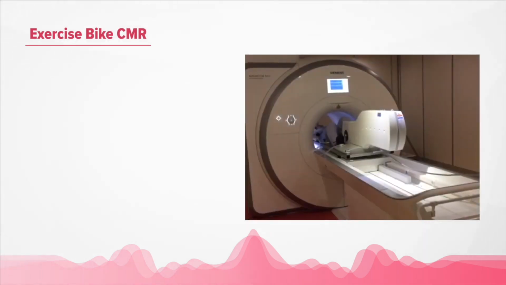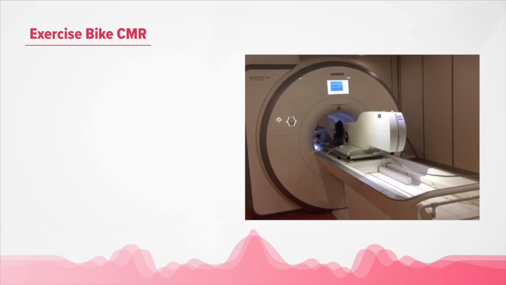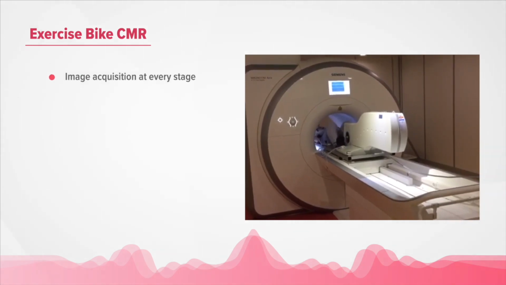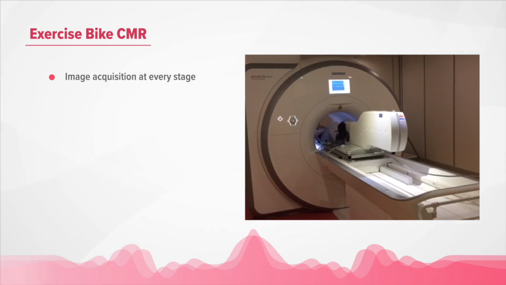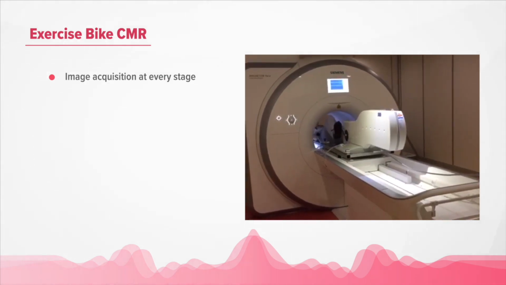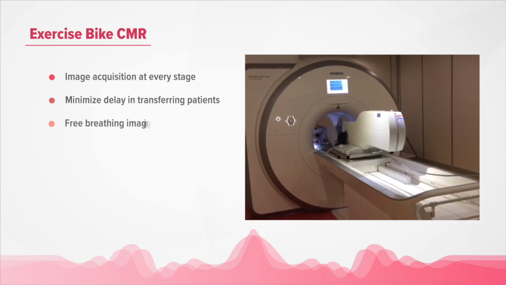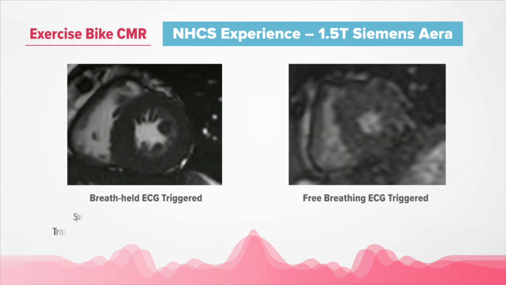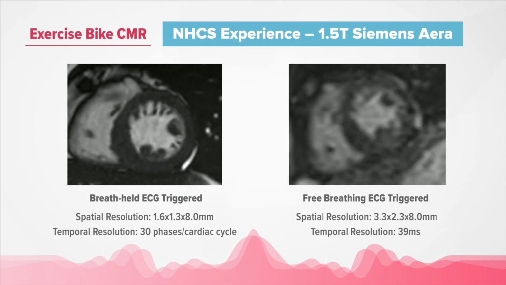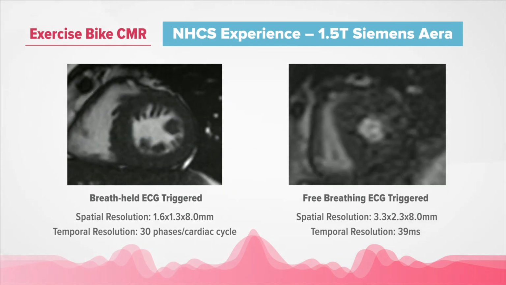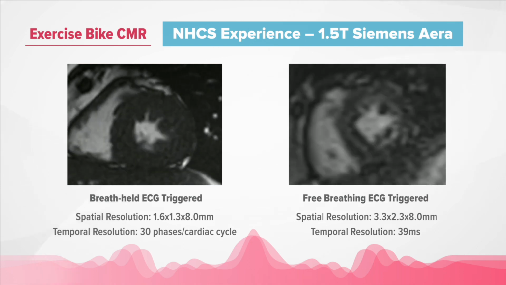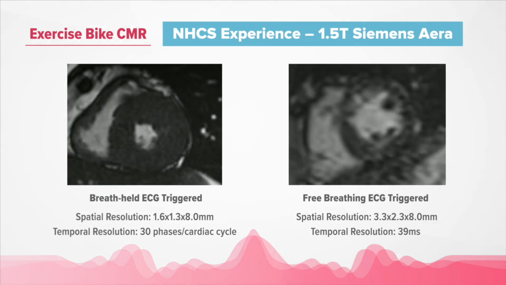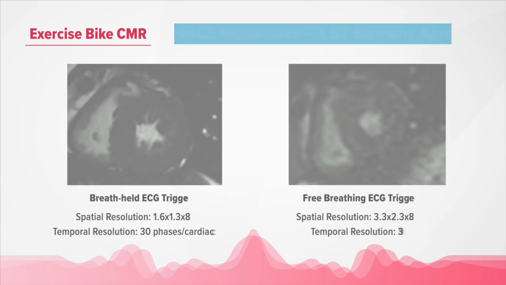Other centers have developed exercise stress protocol using supine bike ergometer. The advantages are image acquisition using free breathing sequences can be performed at every exercise stage, minimize delay in transferring patients, and at our center, using the supine bike ergometer, we were able to achieve adequate spatial temporal resolution visually. What are some of the potential clinical applications of exercise stress CMR? I will illustrate using the following examples.